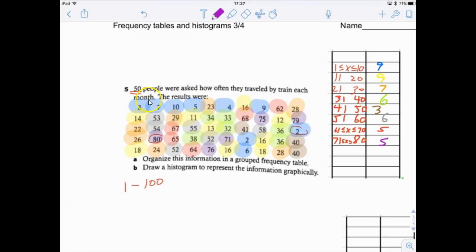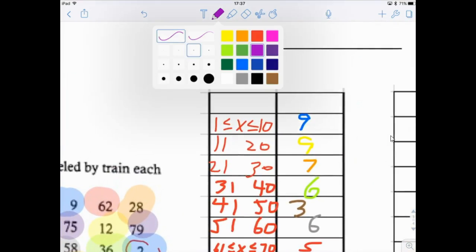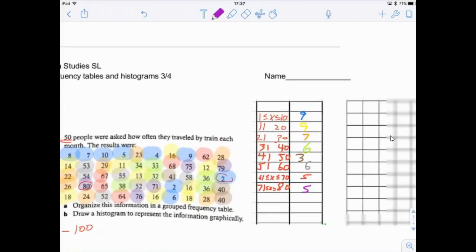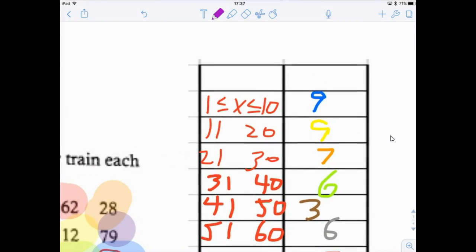So I went through, I marked all the 1 through 10s blue, I marked all the 11 through 20s yellow, and so on, and I calculated how many of each, and I got something that I think is right because it adds up to 50, which is the total, right? And then here I'm just going to put the titles of the data. So here it's number of times on train. And then here's the frequency.